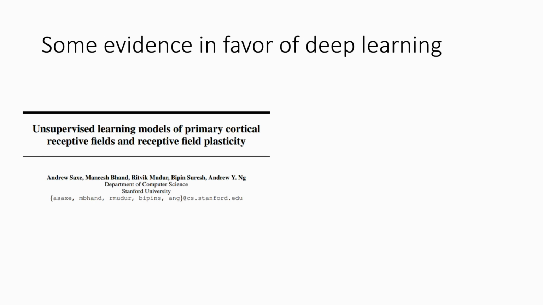So let's look a little bit at some of the evidence. And I will say right now that the evidence is circumstantial, but people have actually studied some of these questions. For example, one of the things that people have studied is the degree to which the representations learned by deep learning algorithms resemble the representations that are observed experimentally in brains of humans and animals.